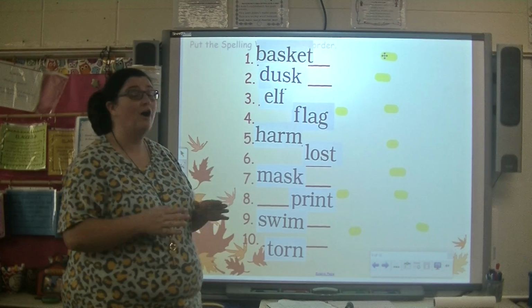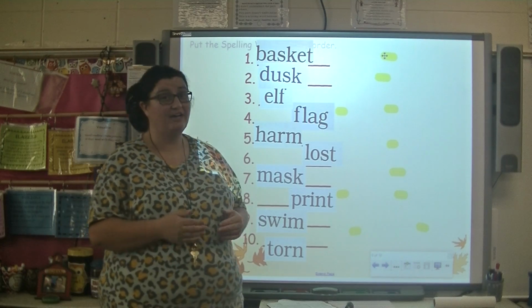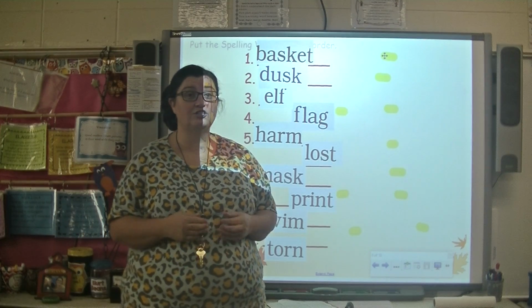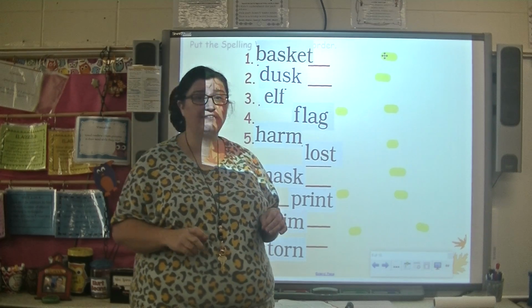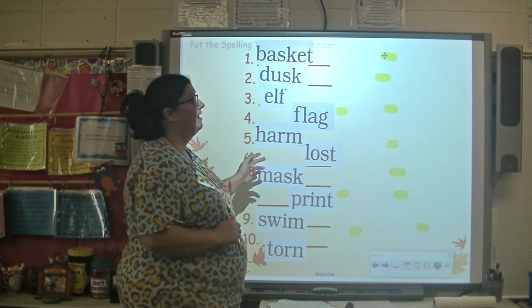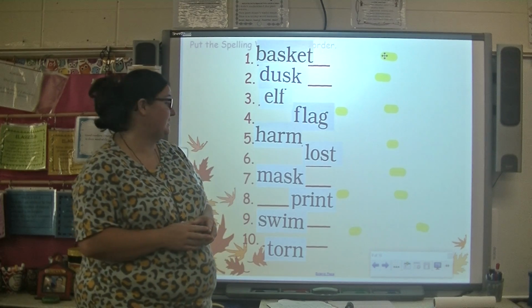If you have them in order, awesome job. If you didn't get it, that's okay. You can keep practicing with those cards. Just put them in a Ziploc bag, or you can use a gym clip, whatever you have to clip them together. And you can keep practicing putting those words in ABC order.